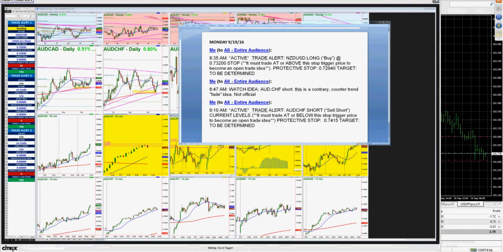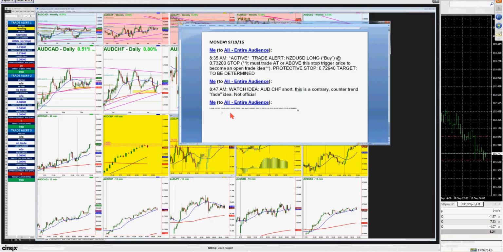So again, as normally what we do is a buy stop or a sell stop, where it has to trade at or above or at or below that price. This one is at current levels. So theoretically on that one, you kind of hit the button right now. And the spread's decent enough this time of day that it's fine. You just go out and hit it.